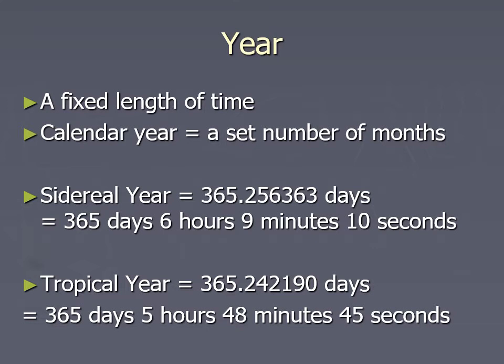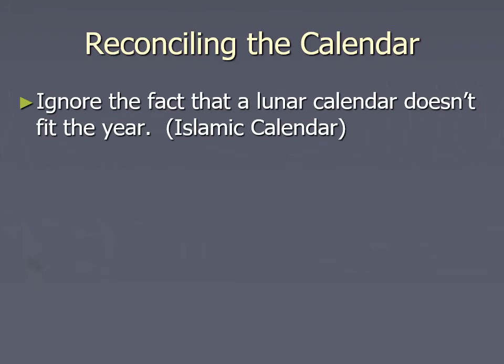And so a calendar that keeps track of the seasons is not going to be matching up with the calendar that keeps track of the moon. So how do we reconcile this? Well, we have several options.